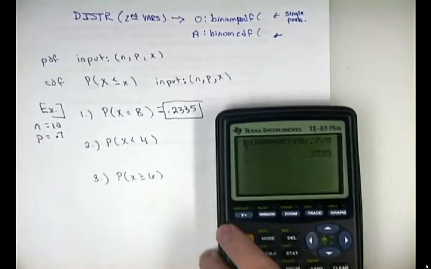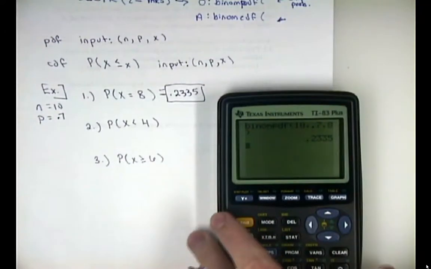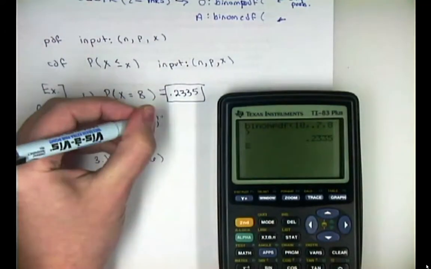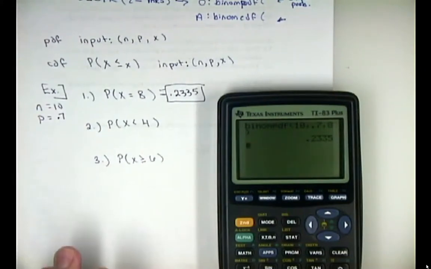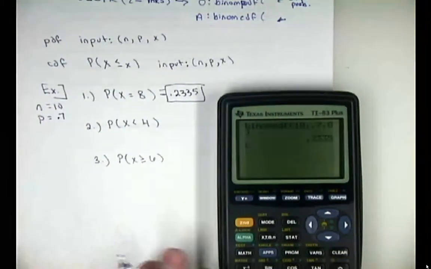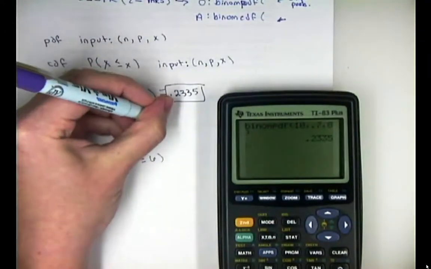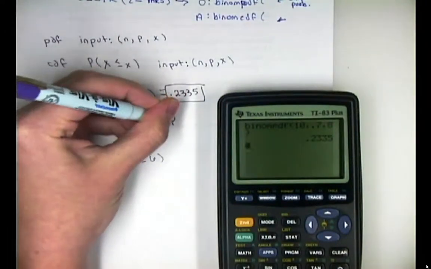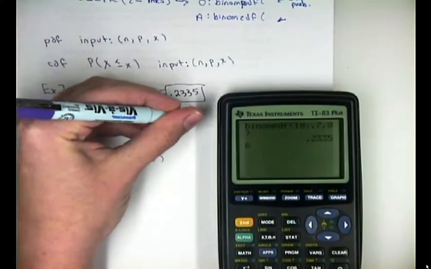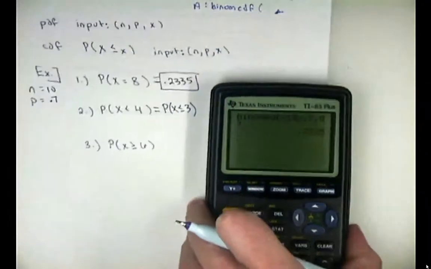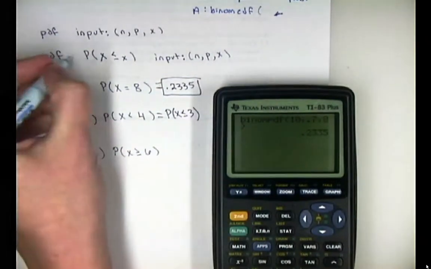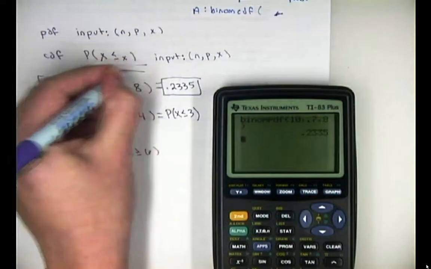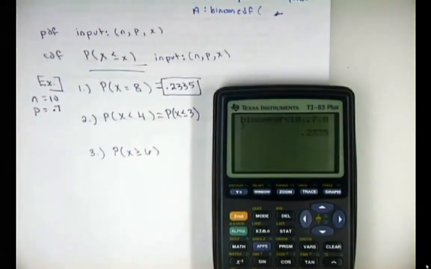Now let's do the next one here. This one is x is strictly less than 4. So we want 0, 1, 2, and 3, right? That's being strictly less than 4. So let's rewrite this in a less than or equal to statement, less than or equal to 3. Okay, now that I've rewritten that, I can use the binomial CDF function, because the CDF function only works in less than or equal to statements.